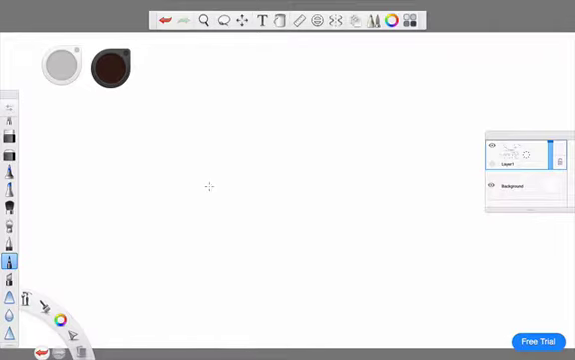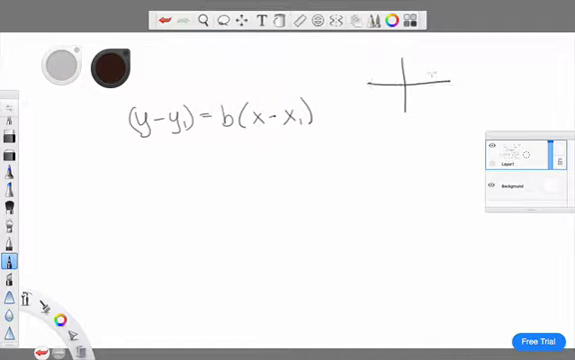The formula that we can use is what's called the point slope formula. It's y minus y1 equals b times x minus x1. For the y1 and the x1, you can pick one of those coordinates. Let's make up new ones. I think it was -1 and 3, and then we'll make up another one, 1 and 1.